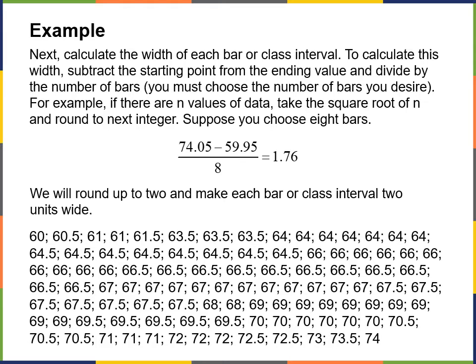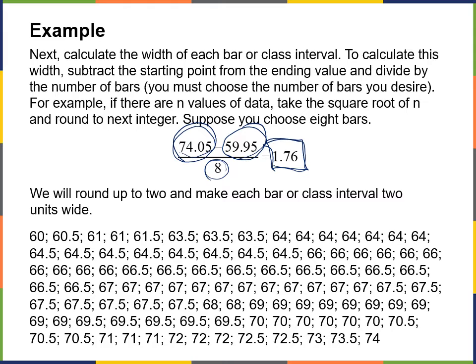Let's say 8. So to figure out what the width of each bar should be, we want to take that bigger number that we want to go up to, and that smaller number we want to start at, take the difference between them and divide by the number of bars we want. In this case, 1.76. 1.76 is going to be the width of each bar. Okay?